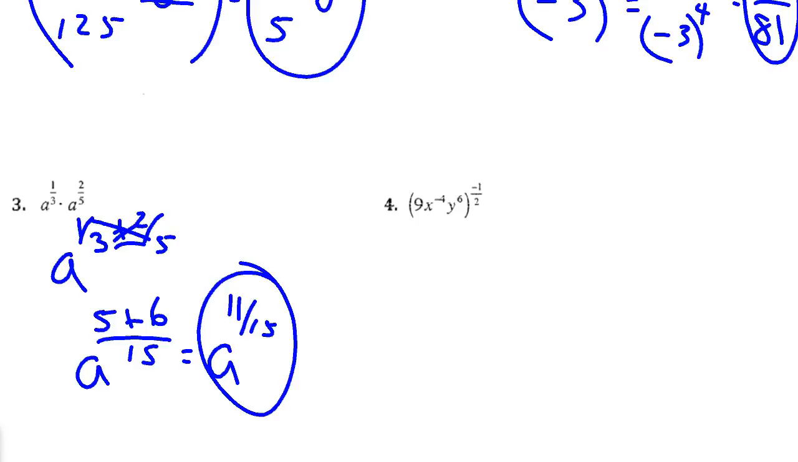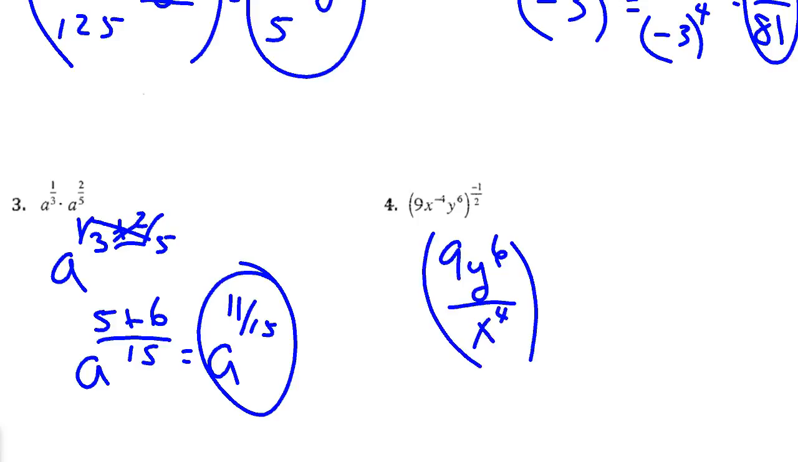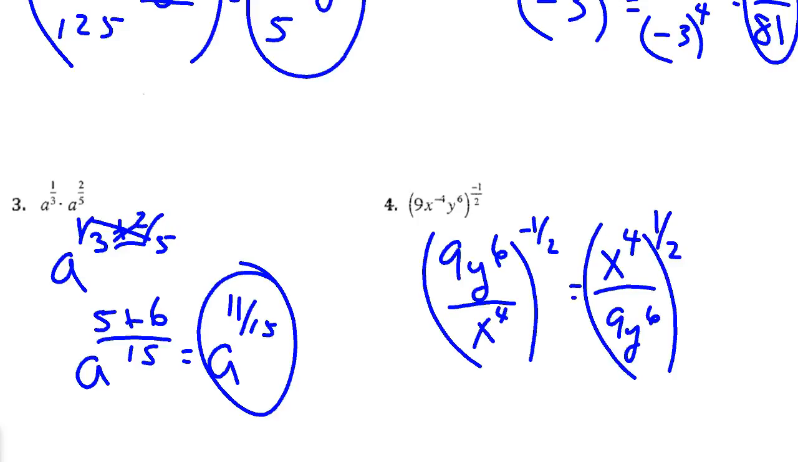Okay, number 4. I would probably rewrite it as 9y to the 6th over x to the 4th, to the negative 1/2. Take care of the inside first. Now, I've got an entire inside to a negative, so I'd be inclined to flip the whole thing and change it so it's to the positive 1/2. Then, multiply exponents, and to the half means square root. So on the bottom, I got 9 to the half, which means square root of 9, which is 3. And then up top, 4 times a half is 2. 6 times a half is 3.